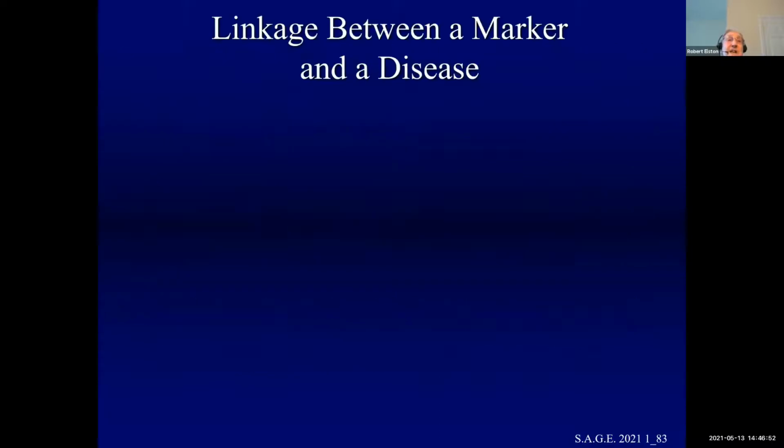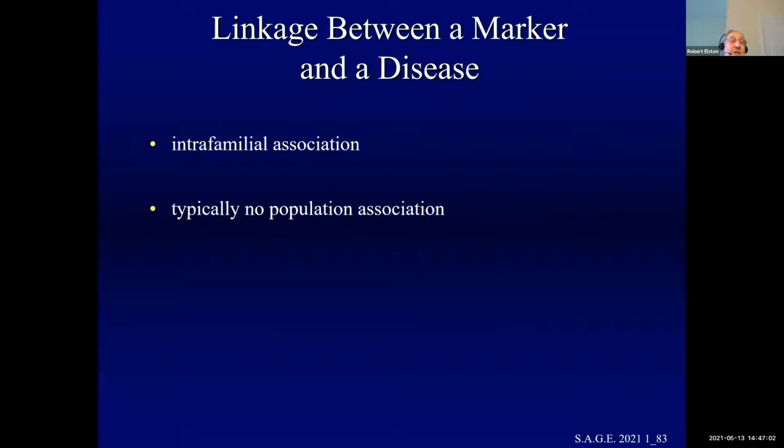So let's consider linkage between a marker and a disease. There's intrafamilial association, typically no population association, but there is population association if the two loci, the marker locus and the disease locus, are very, very close.